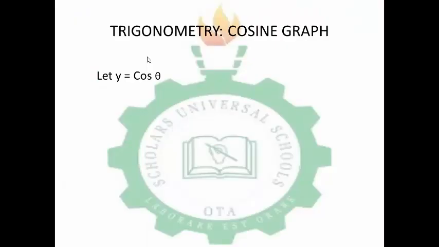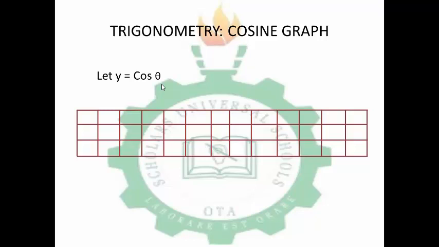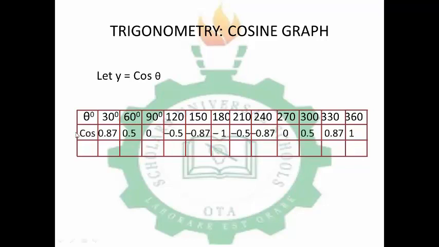So let us now consider the graph for cosine. If we are told that y equals cos theta, and that we should plot the graph of y equals cos theta just as we did for sine theta, we need to plot our table, considering the values of theta from 30° to 360°. Then we have the values for cos also.